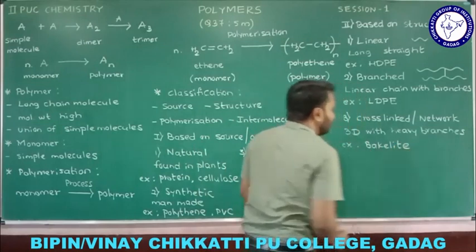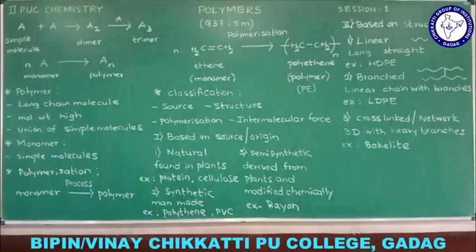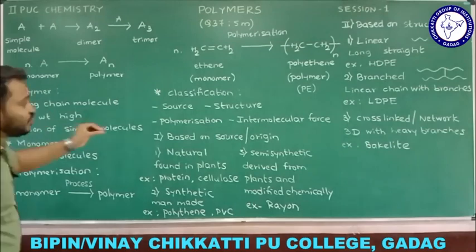So this is how we are going to classify the polymers based on structure. Now based on the structure, I hope you can get, there are three different types. One is linear polymer, second one is branched polymer, and the third one is the cross-linked or network polymer. So that is about the second classification of polymers based on structure.